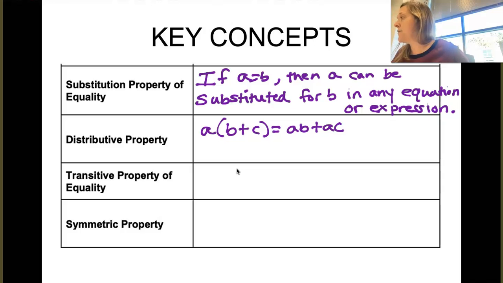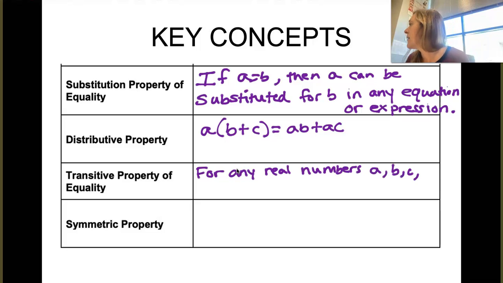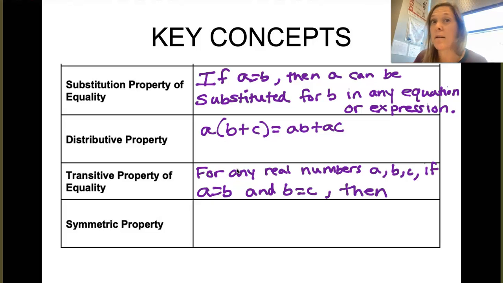So transitive says for any real numbers A, comma, B, comma, C, if A is equal to B and B is equal to C, then if we think about our law of syllogism, I can take out that link of B and I'm left with A is equal to C.